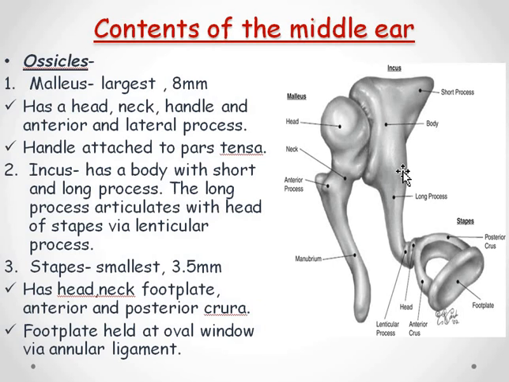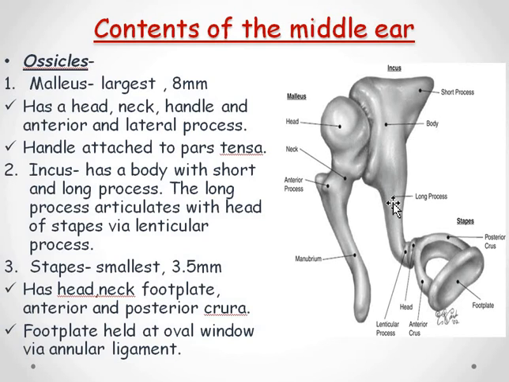Now let us talk about the contents of the middle ear. First comes the malleus. It is the largest, 8 millimeters. This is the malleus. This is the handle of the malleus. This is the anterior process, posterior process, neck and head. So it has head, neck, handle, anterior and lateral process. And the handle attaches to the pars tensa. So this handle is basically attached to the pars tensa.